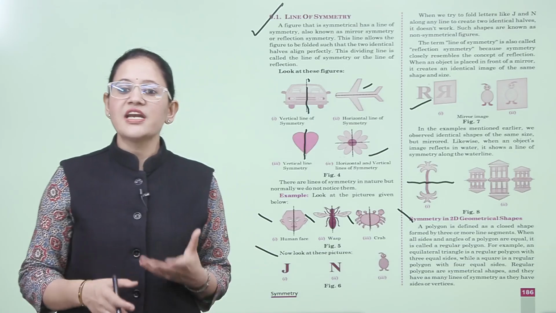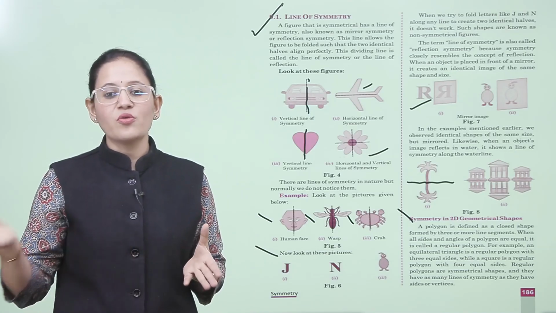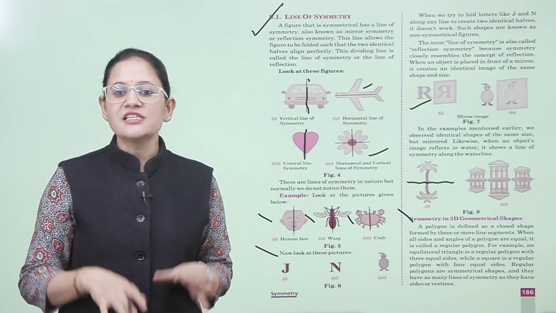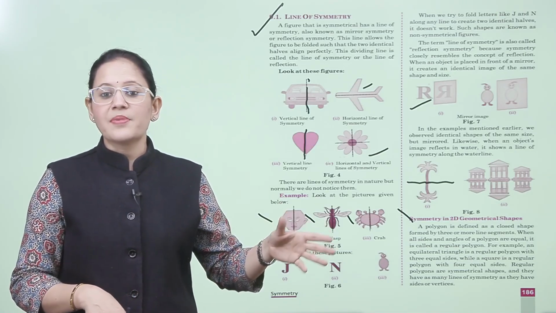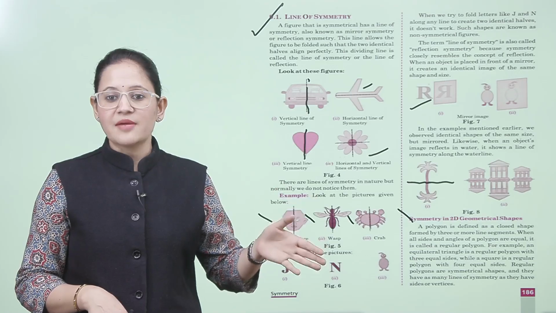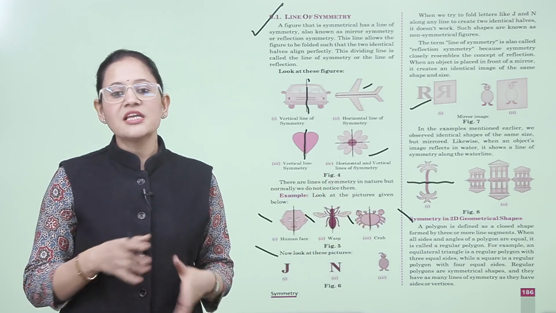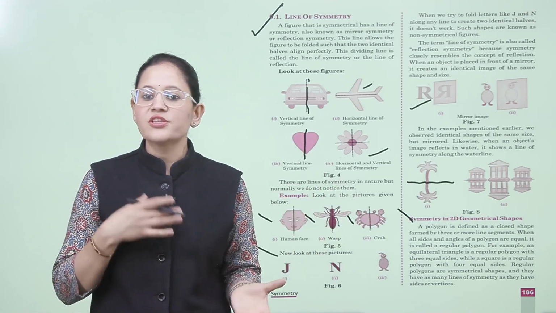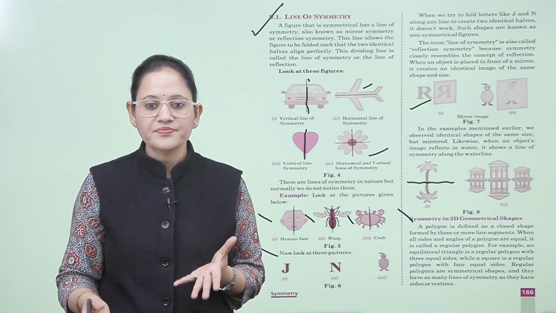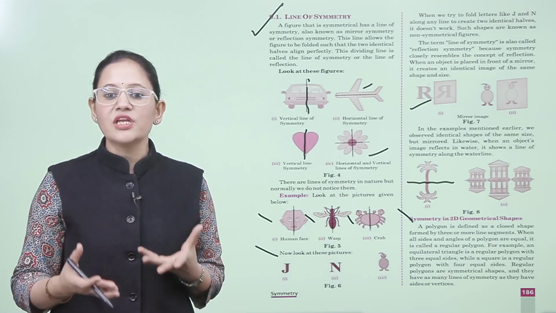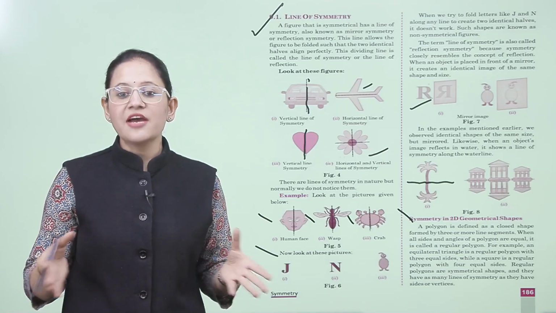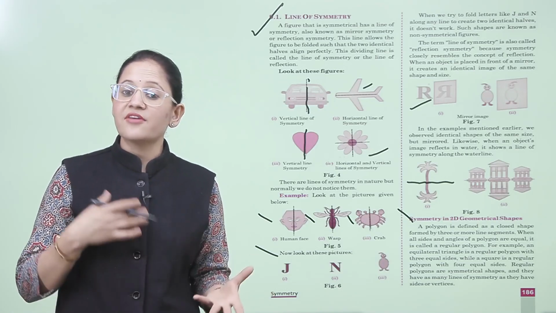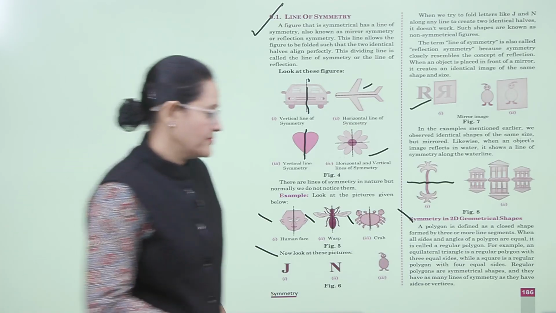Next is symmetry in 2D geometrical shapes. A polygon is defined as a closed shape formed of 3 or more line segments. When all sides and angles of a polygon are equal, it is called a regular polygon. For example, an equilateral triangle is an example of a regular polygon, because in an equilateral triangle all 3 sides and all 3 angles are equal. Regular polygons are symmetrical shapes, and they have as many lines of symmetry as they have sides or vertices.